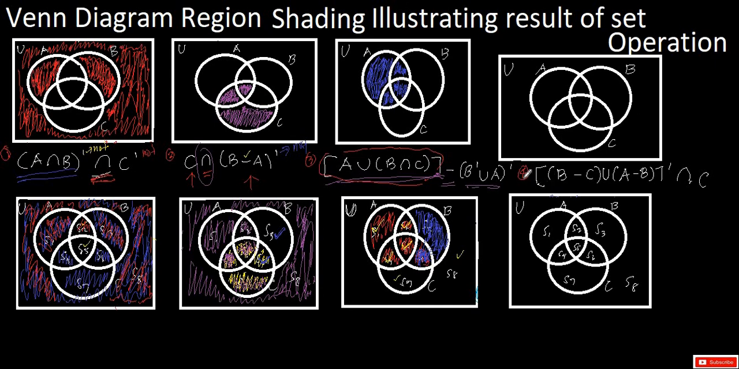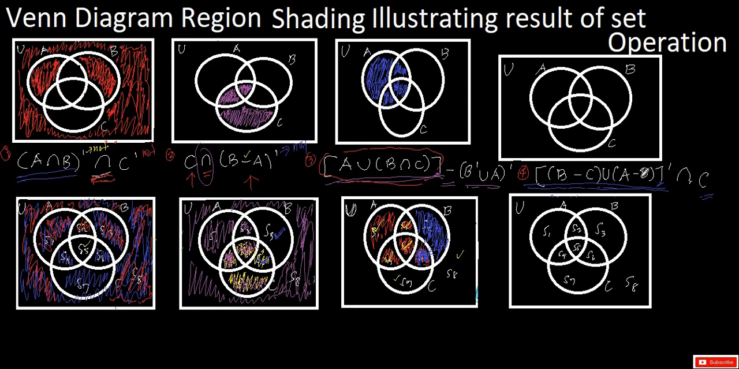Okay, let's go to number 4. Okay, here the given problem is the complement of the union of the difference of set B and C and the difference of A and B, intersection with set C. Okay, so here we will use one color shading for the result of this operation and another color for set C, so that the overlap of the colors will be the final result of the operation.